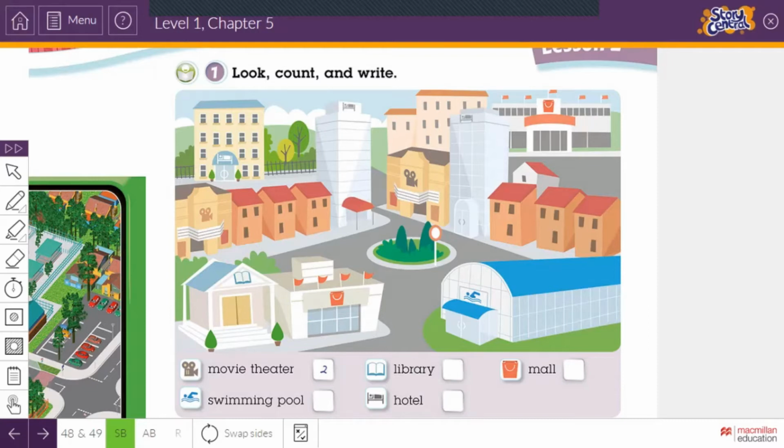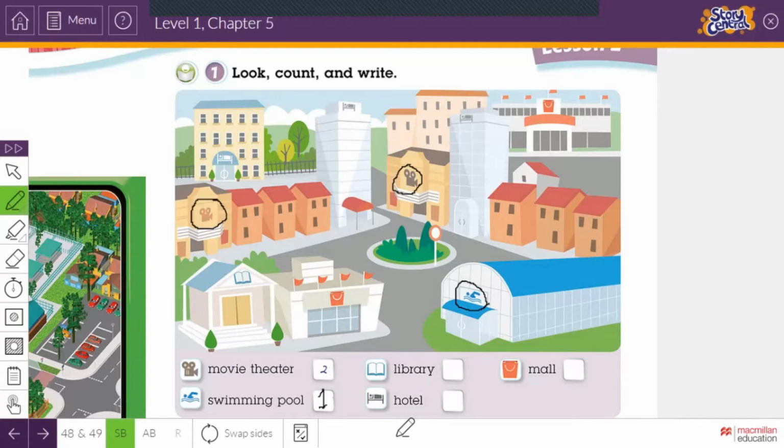For example, the first one is movie theater. Nah, how many movie theater are there? Ada berapakah? Okay, let's see. Nah, because there are 2, this is the symbol of the movie theater. Okay, there are 2, so just write 2 here. Okay, is it easy? Okay, now swimming pool. Can you see in the picture how many swimming pool are there? Okay, find out in this picture. Okay, how many? Okay, 1. So you can write 1 here.